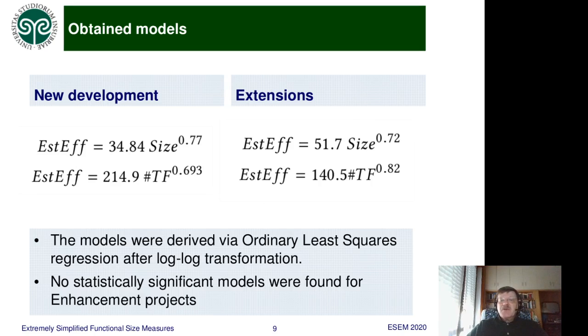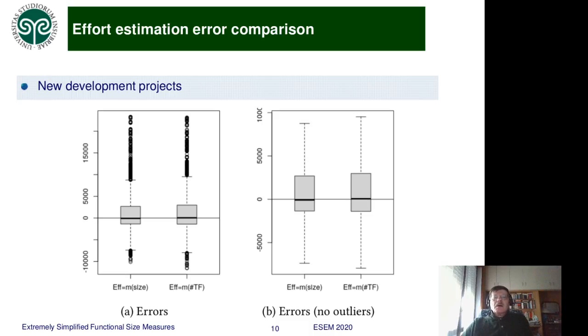And we then proceeded to evaluate these models' accuracy. To this end, we performed 10 times tenfold cross-validation. These box plots represent the distributions of effort estimation errors for models based on standard size measures and models based on the number of transactions when applied to new development projects. On the left-hand side, we have the complete distributions, while on the right-hand side, outliers are excluded. It can be seen that the distributions are very similar.